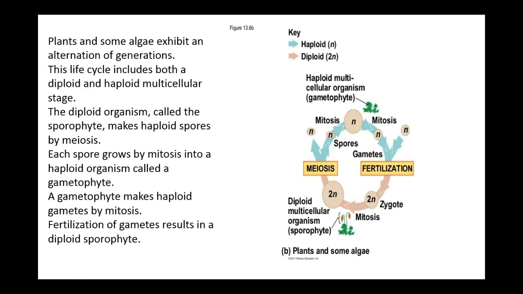I didn't introduce that word. And then the gametophyte makes haploid gametes by mitosis, and fertilization then results in a diploid sporophyte. We'll pick this up on the next one.